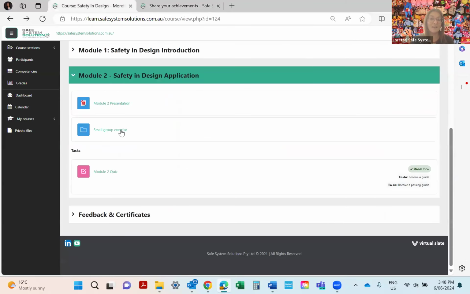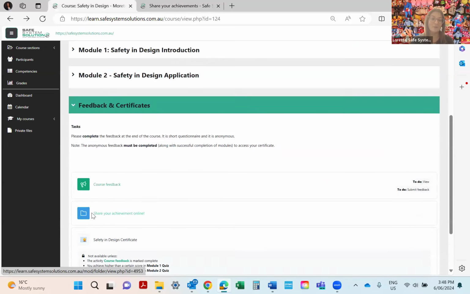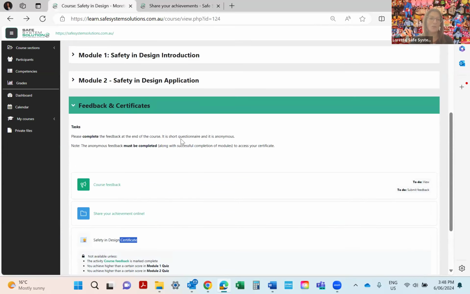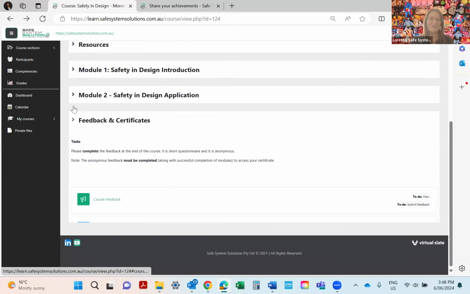So that's that. And then once you have completed that feedback form, you will then have access to your certificate. So you can download that and show all your peers. That is all for that.